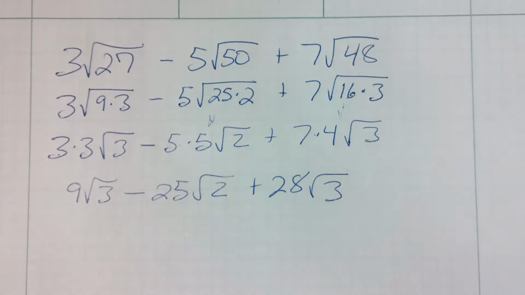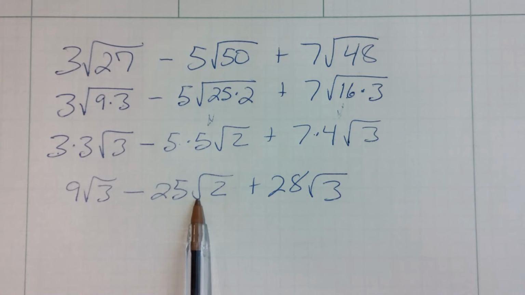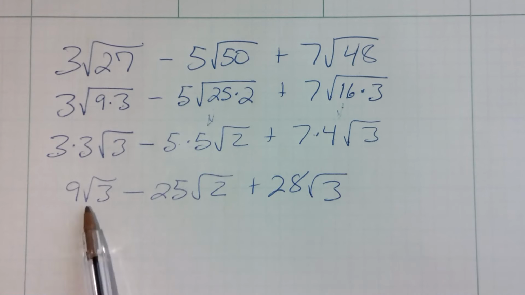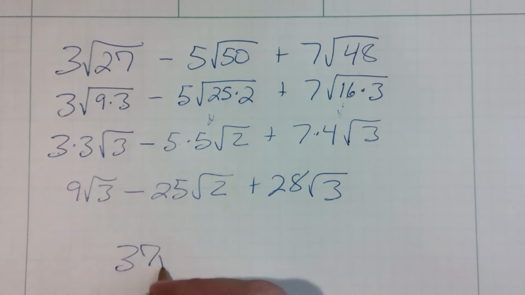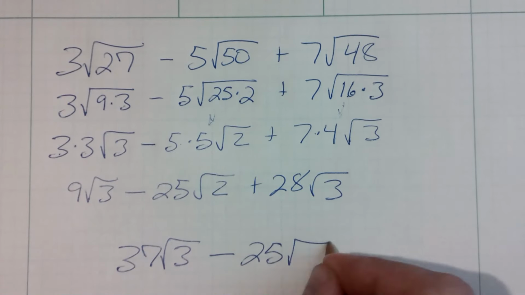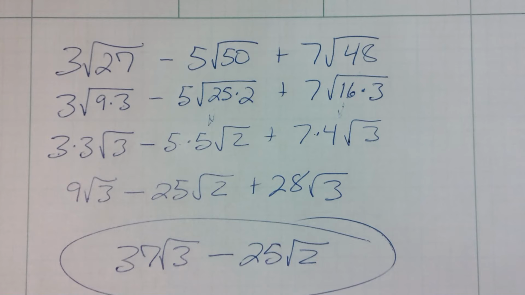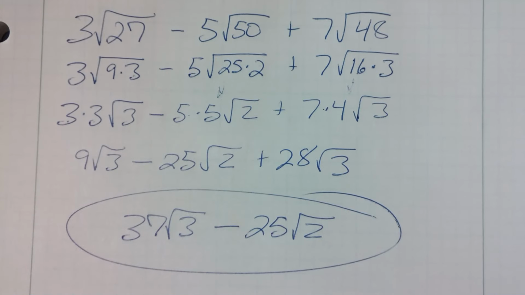And now I can add these two, because I can rearrange using the commutative and associative property, but this one I can't add with them. This is a square root of 2, it's not a square root of 3. So what I'll do is add the 9 square roots of 3 to the 28 square roots of 3 to get 37 square roots of 3, and then I'll minus off 25 square roots of 2. But that's actually my final answer. I can't simplify that anymore. So this should allow you to do today's homework. If you have any questions, please bring them to class.